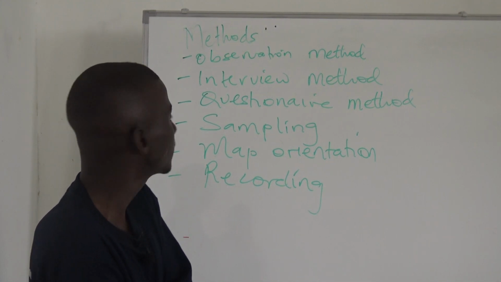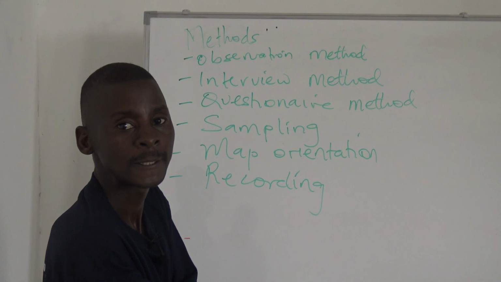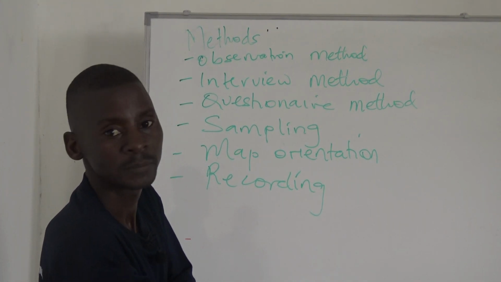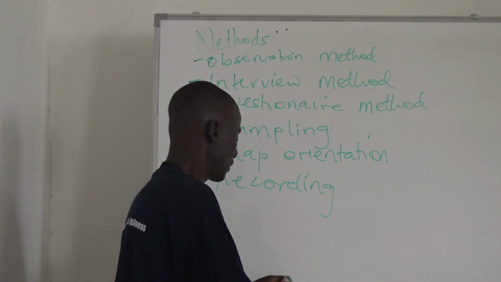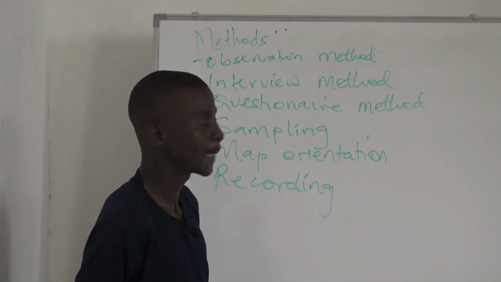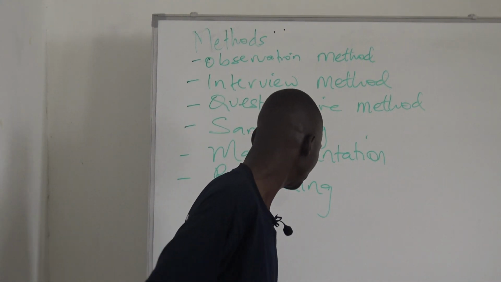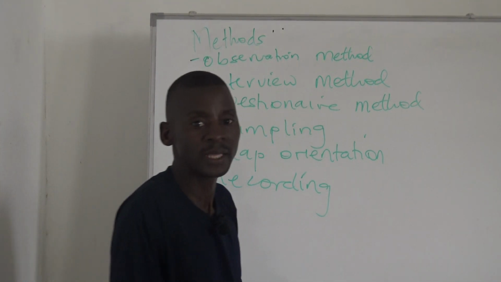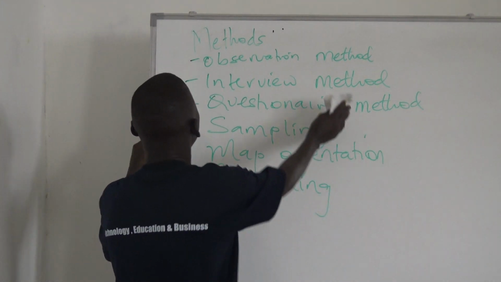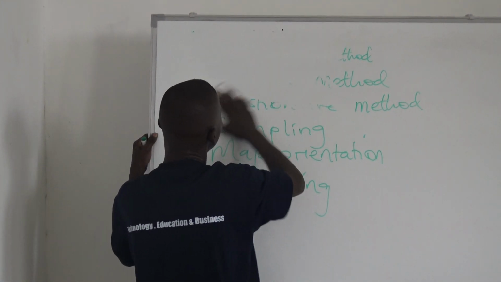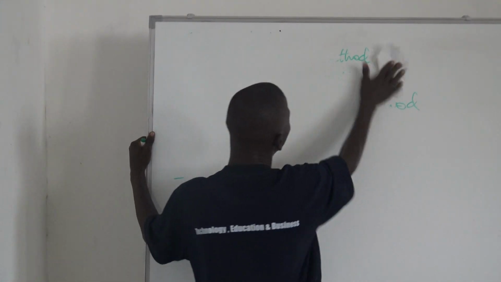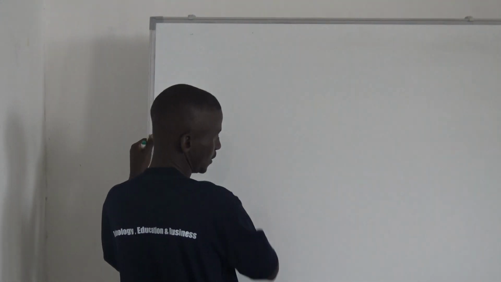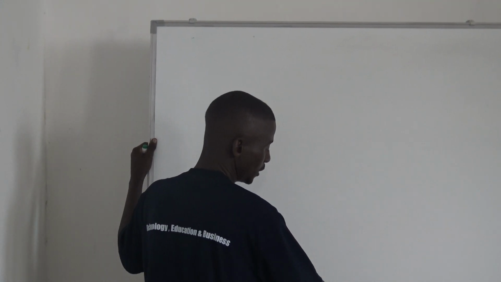So anybody who knows what observation method is? Yeah, let us define one by one. Observation method. Observation method is a method of data collection that involves the use of our naked eyes to see.